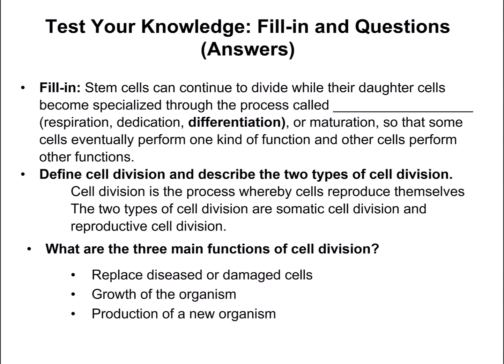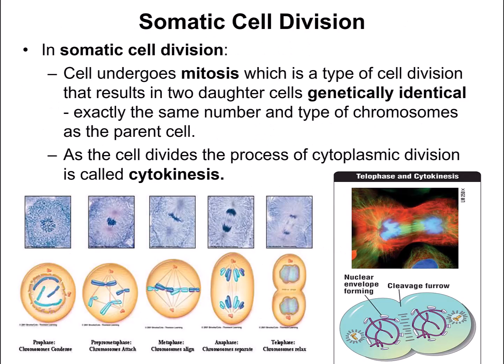Here are the answers. When you look at somatic cell division, this is where the cell undergoes mitosis, which is a type of cell division that's going to result in two daughter cells that are genetically identical. They have the same number and type of chromosomes as the parent cell. The cell divides in a process of cytoplasmic division called cytokinesis.